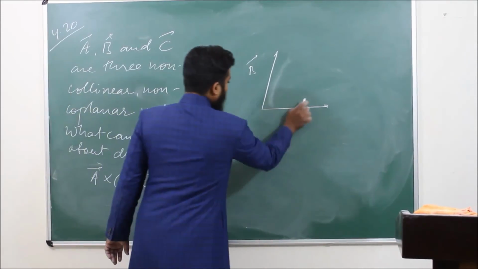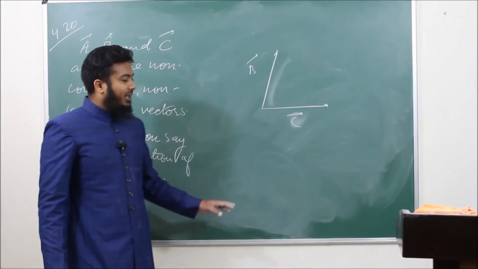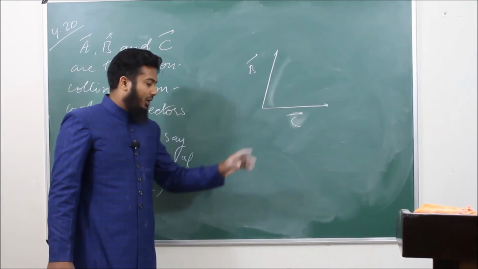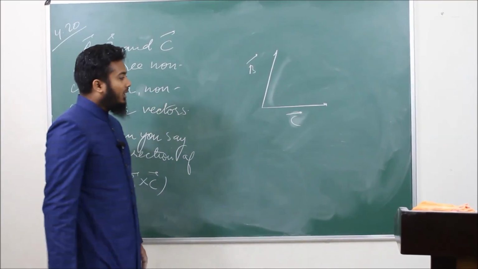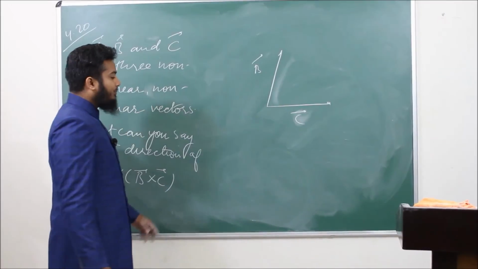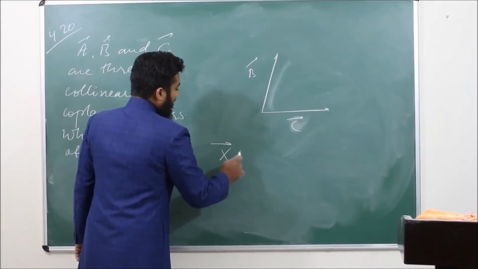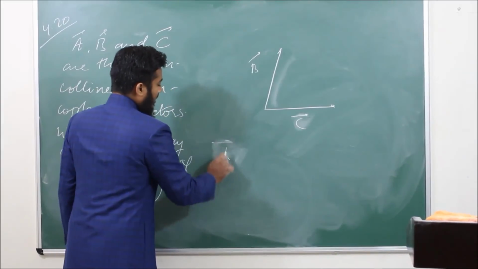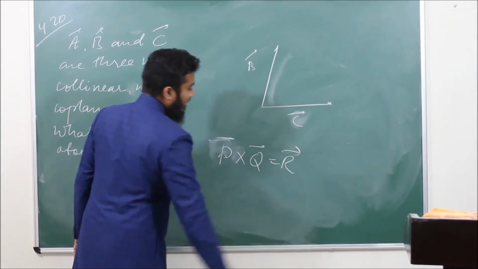So let me write this as C. So we can always have a plane that is passing through B and C. So we can say that B and C are lying in a plane. Now, if you have two vectors, let's call it P cross Q is equal to some vector R.